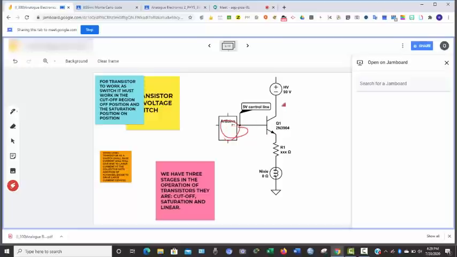This is the input of the transistor. This is the base, and we have our output at this place, which will be the collector. So we can have 1 milliamp at this place, and when it's coming out at this place, it can be 100 milliamp.